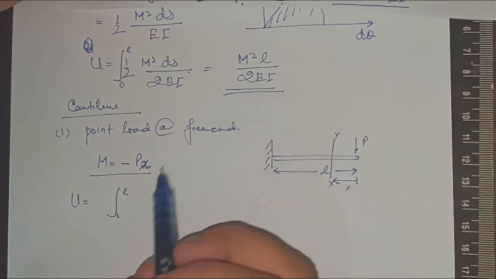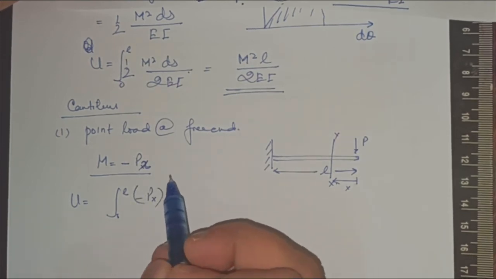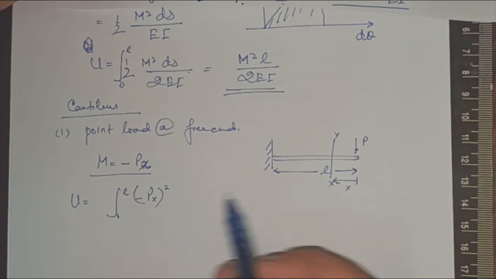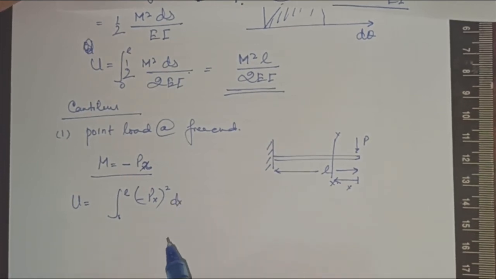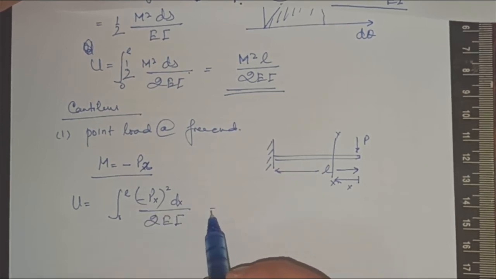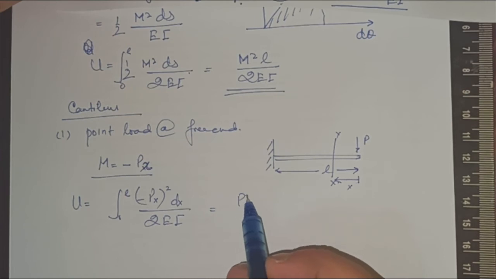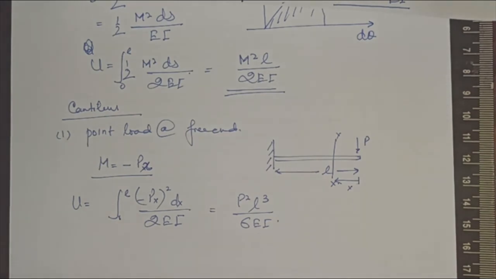Equation was like this. So this will be minus Px square, and since it is a length, this will be dx times 2EI. This will become P square L cube upon 6EI.